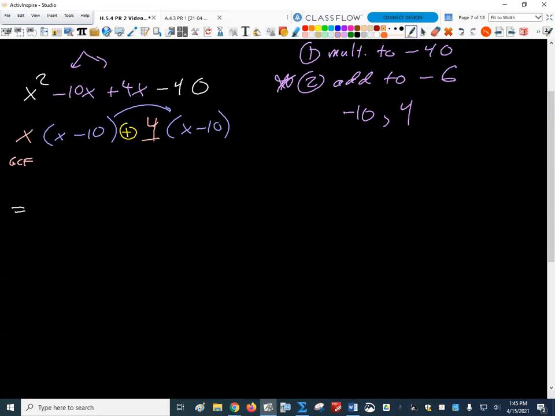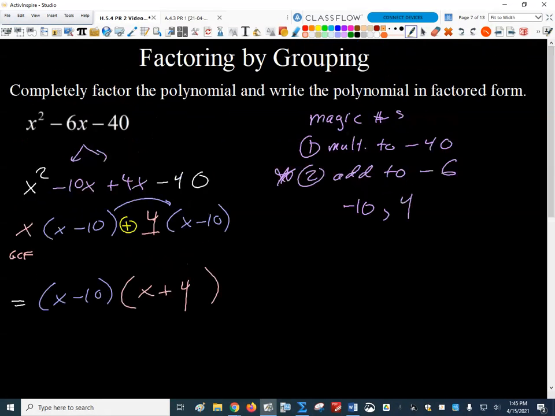So if we factor out our common binomial factor, x minus 10, then what's left behind? X plus 4. There you go. Boom, we got it. Okay. Did we have to do that? No, we could have just jumped. I mean, that's way overkill. We could have just jumped right from there down to there, right? But factoring by grouping works. It's just not necessary there.